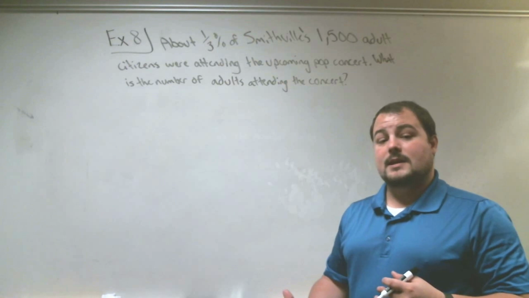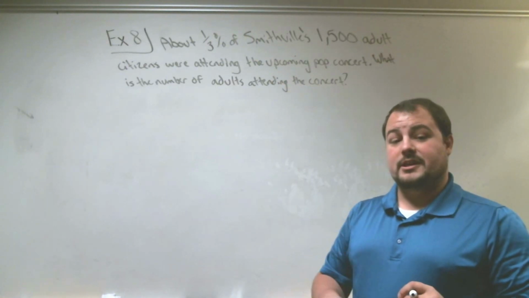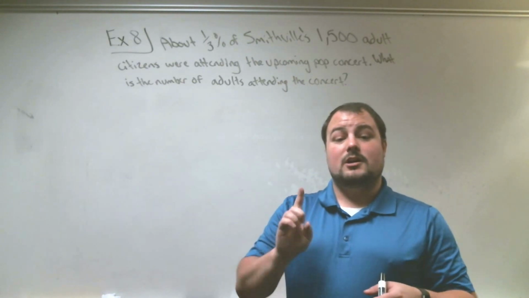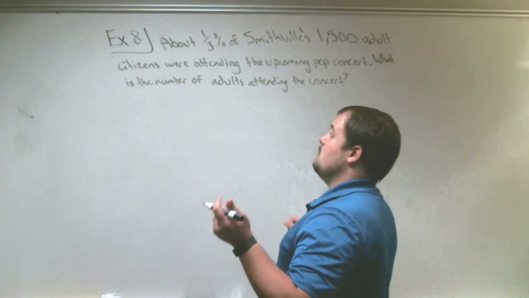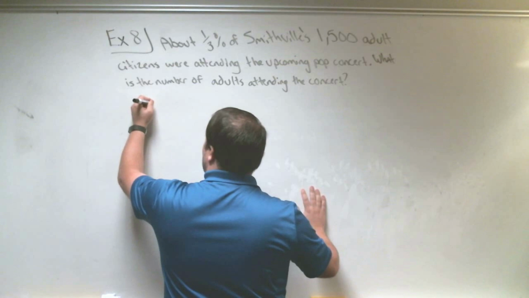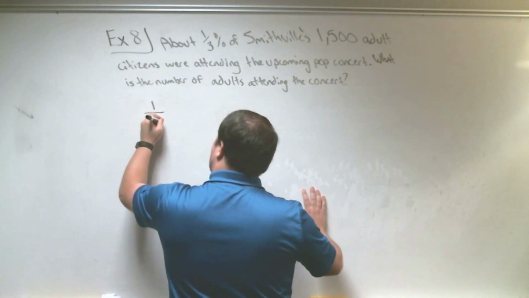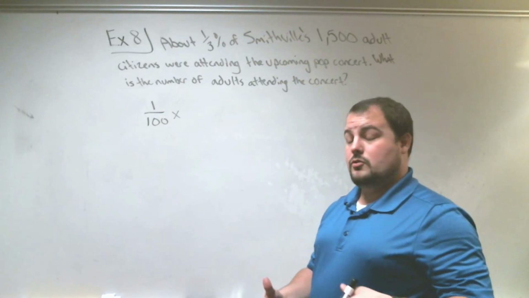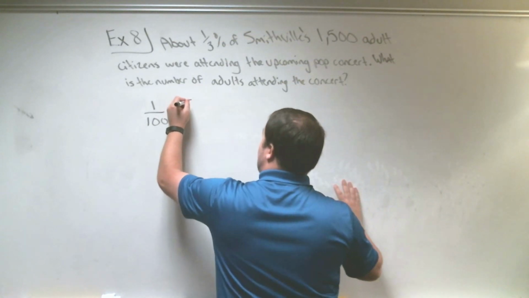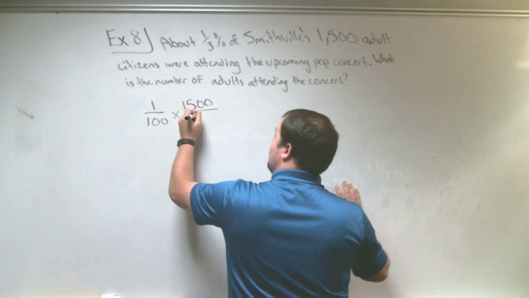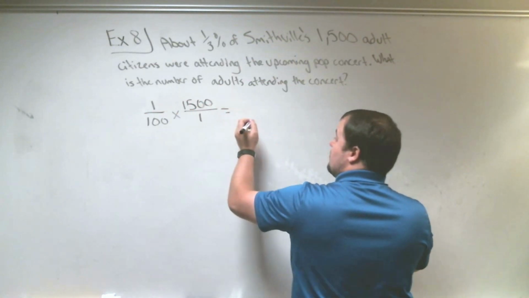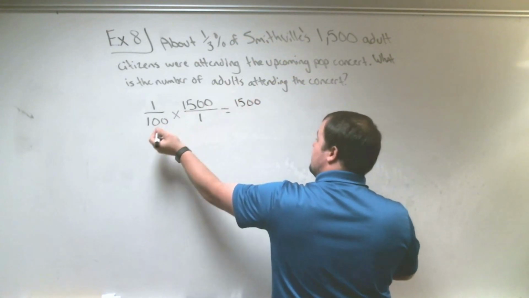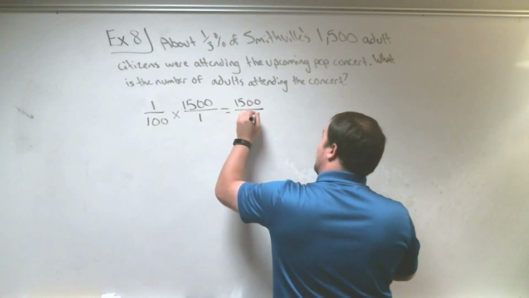So before we actually begin, we have to figure out what 1% of the number is, because 1/3% means 1/3 of 1%. So we have to figure out what 1% is. Well, 1% is 1 out of 100 times 1,500, a good number to use, so we're going to leave it as 1,500. We're going to put that over 1, and we're just going to multiply straight across. 1 times 1,500 is 1,500. 100 times 1 is 100.